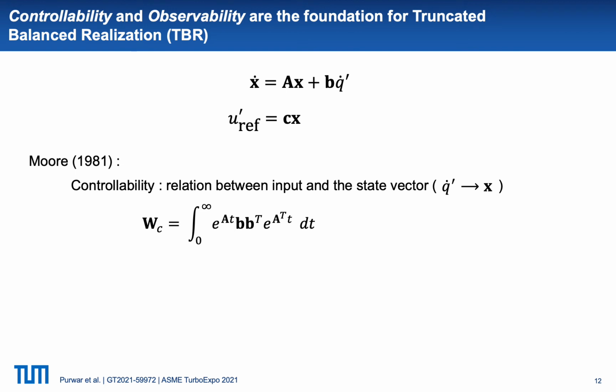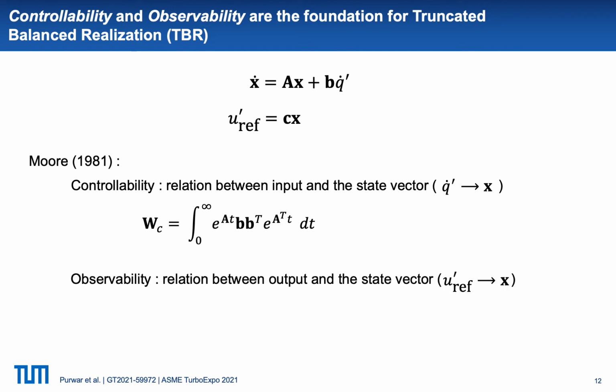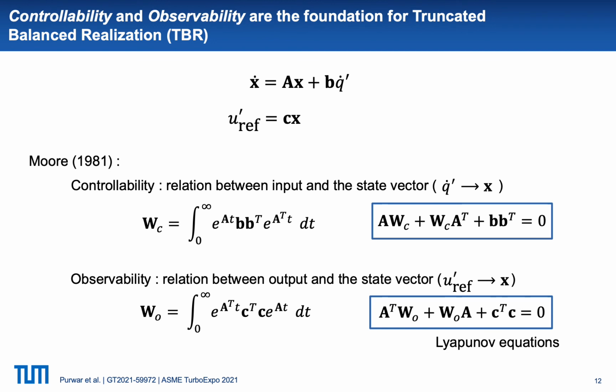On the other hand, observability establishes a relationship between the output and the state vector. A state that is more observable would give more energy to the output, and if it is less observable, it would be hardly visible in the output. Like the controllability Gramian, the observability Gramian is also defined. These Gramians can be computed from the Lyapunov equations.